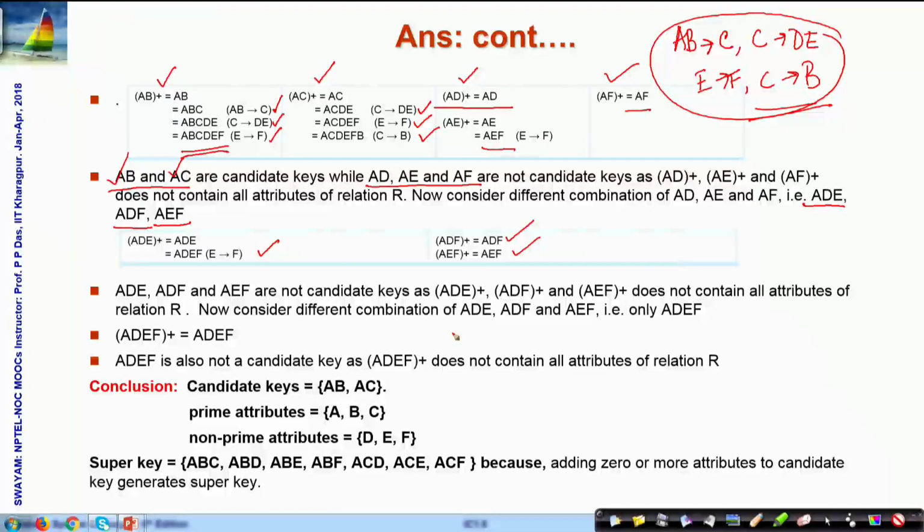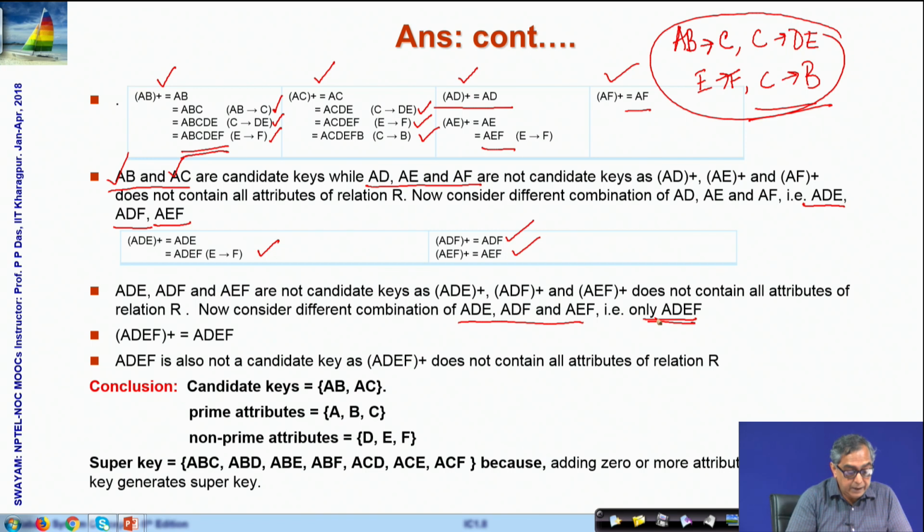If I combine and form a group of 4 attributes, I get A D E F, only one set. Now, if I consider A D E F and take the closure of that, you will find that it is only A D E F. So, it is also not a candidate key, because its closure does not contain all the attributes of R. So, now that process is over.